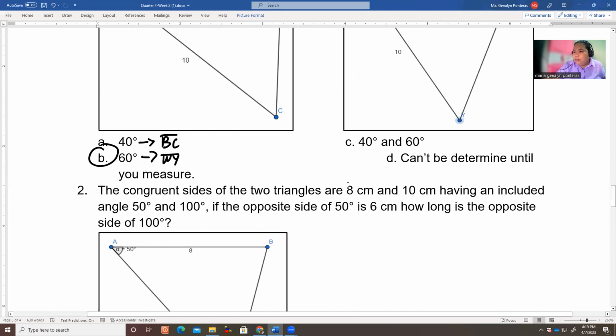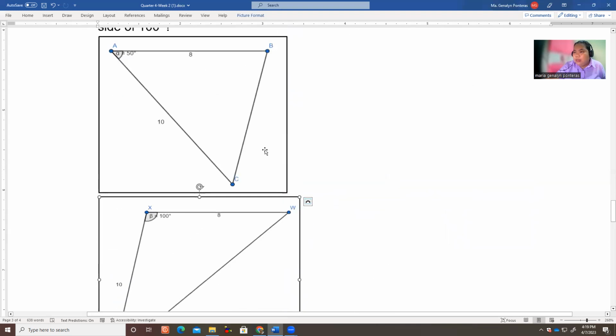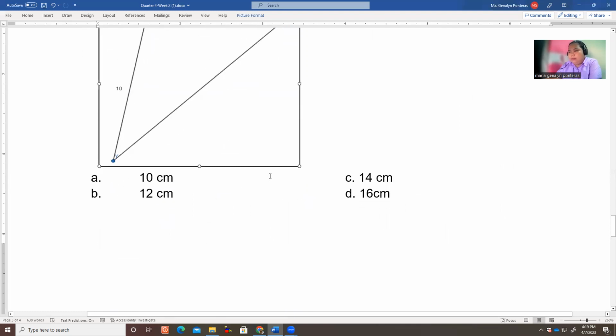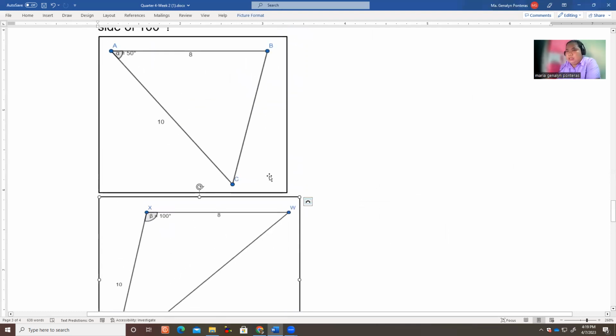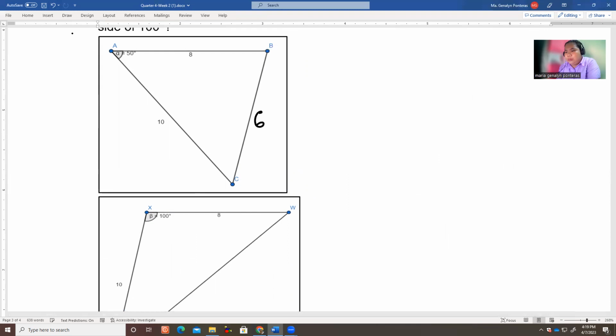The congruent sides of two triangles are 8 cm and 10 cm, having included angles 50 and 100. If the opposite side is 6 cm, how long is the opposite side of 100? So that would be 12. So if this is 6, let's draw now. So if this is 6, this would be 12.